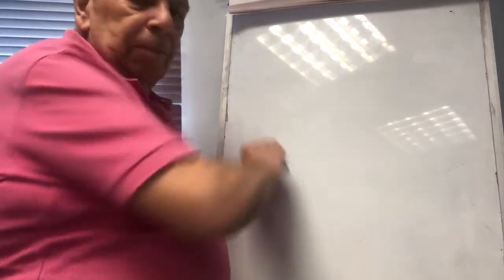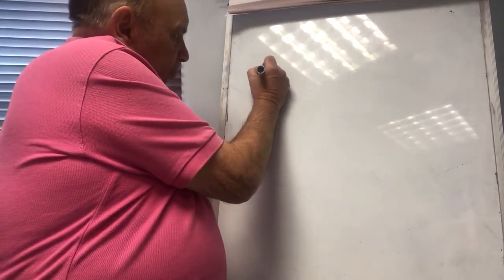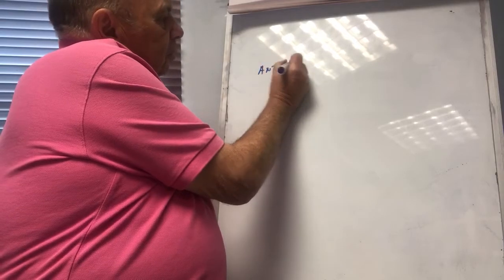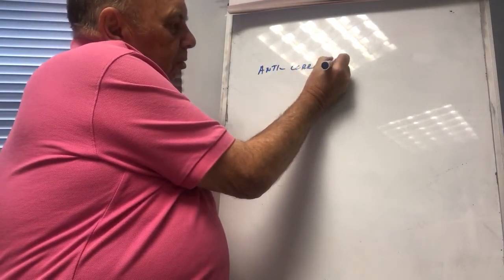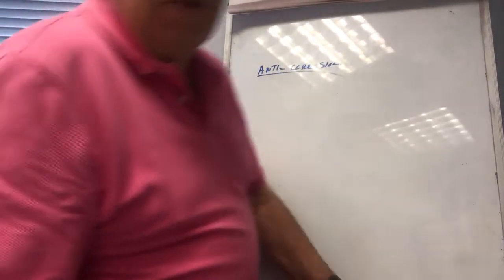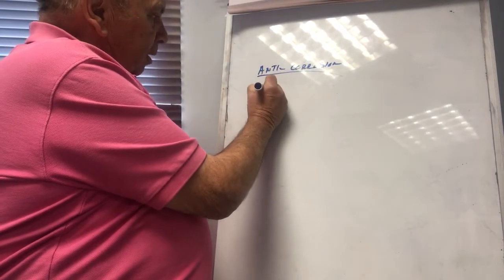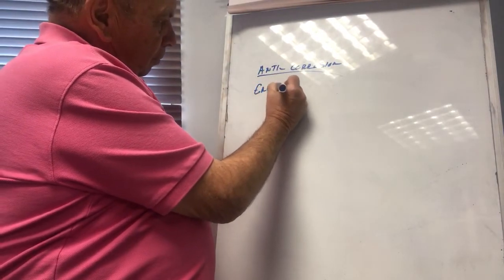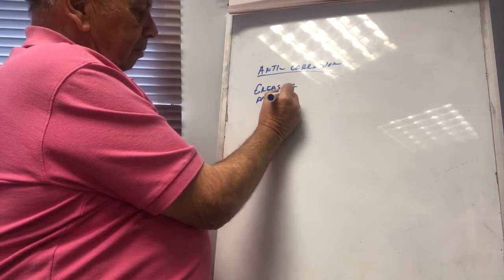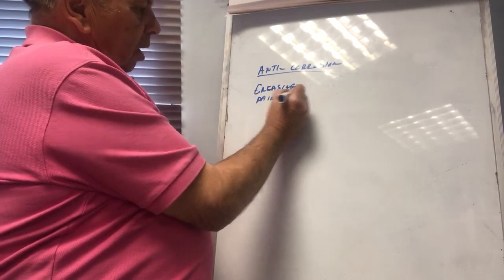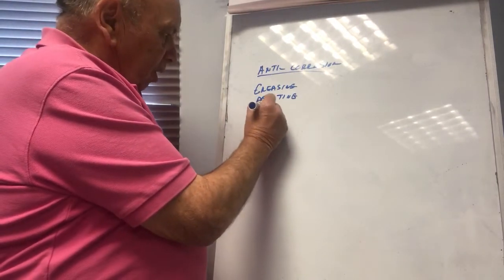corroding. Methods of stopping corrosion: anti-corrosion, so things don't corrode. The three methods are greasing, painting, or another method called sacrificial protection. I'll look at these.